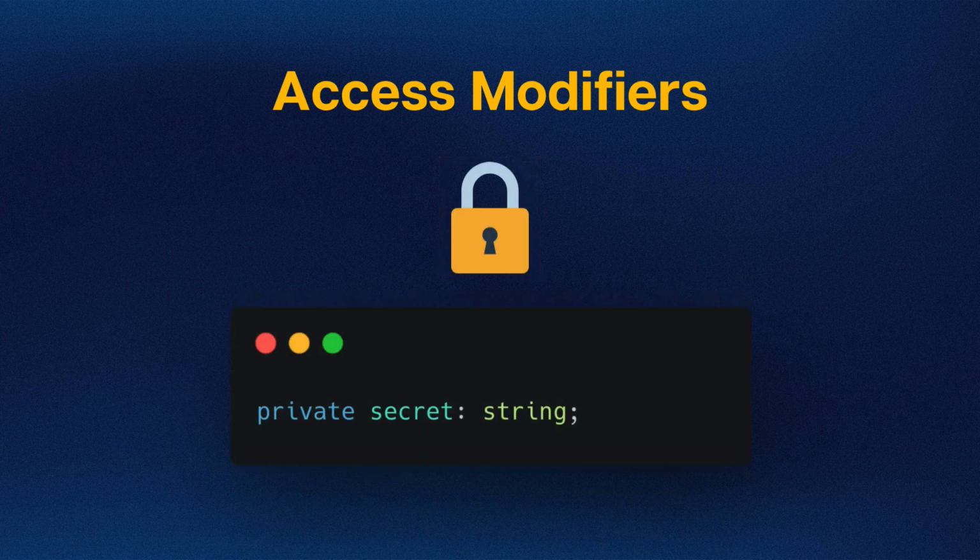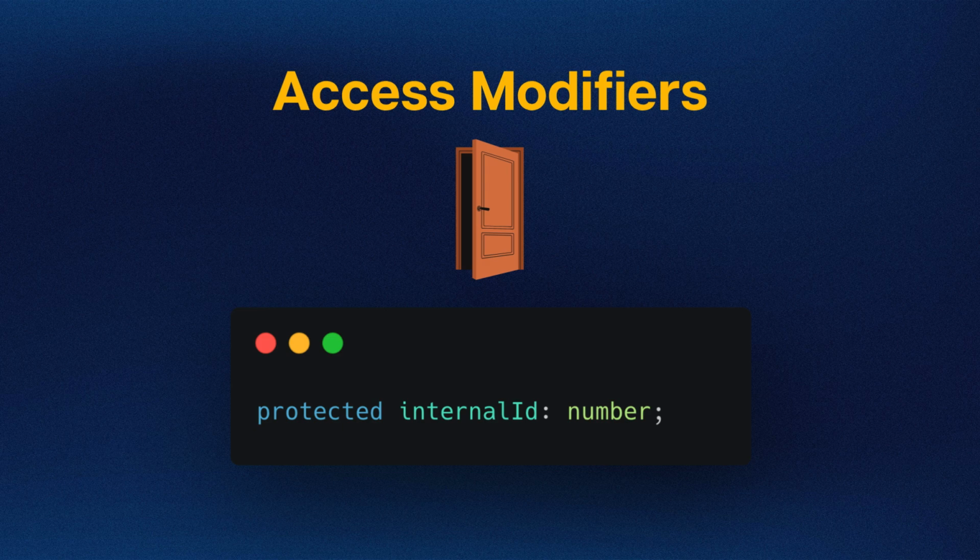Private members can be accessed only within the same class. This is useful for hiding certain details of the class implementation. Protected members can be accessed within the class and by instances of derived classes. They are more accessible than private members, but still controlled.